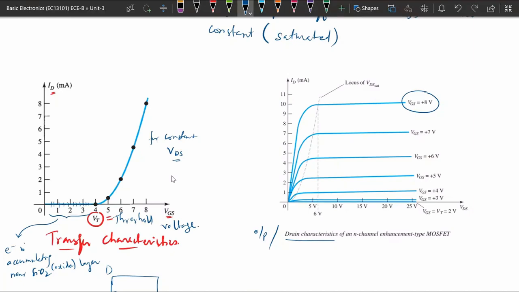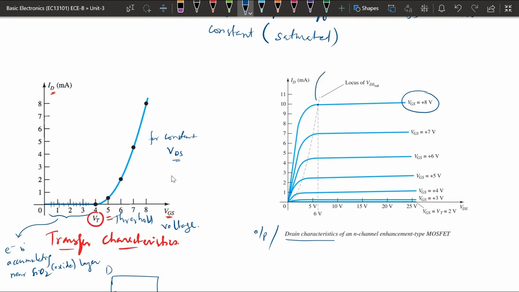As we increase the VDS, the current increases linearly. This is called the linear increase in current. After a point the current will become constant. The point at which the current becomes constant is called the pinch off voltage. So for this case, this will be your pinch off voltage.